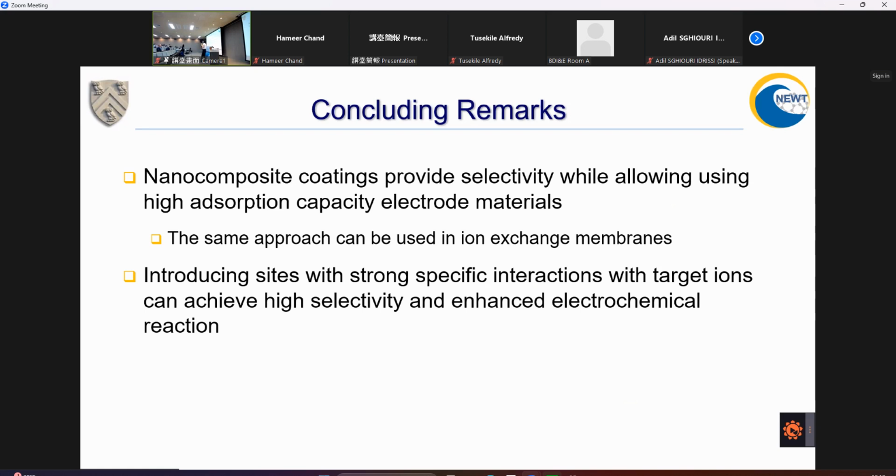And the same idea can be used in ion exchange membranes for electrolysis, because we're really controlling the transport, not absorption. And if you include a selective site that has strong specific interaction with your target ions, you could also create selective sorption in the CDI process, which could, in some cases, for redox active contaminants, create benefits of electrochemical degradation.